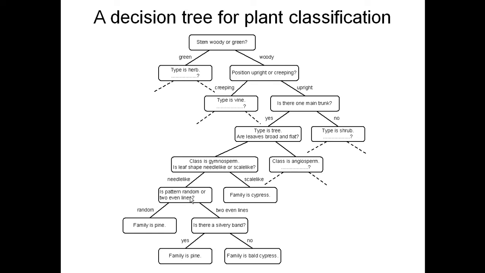Needle-like, is the pattern random or two even lines? If the person answers random, you say the family is pine. Two even lines, you have another question, is there a silvery band? If the answer is yes, it's a pine. If the answer is no, it's a bald cypress.